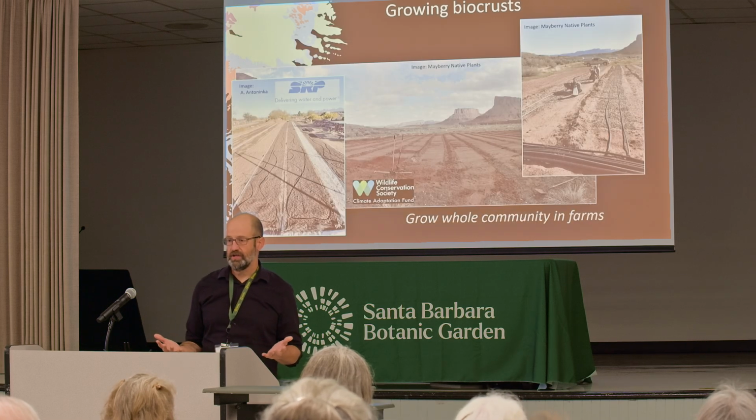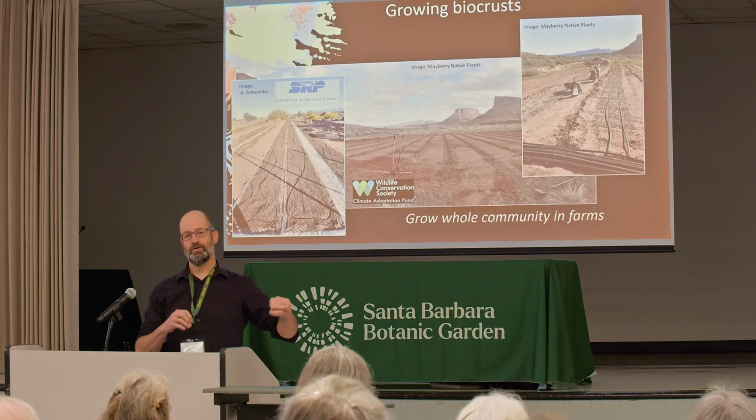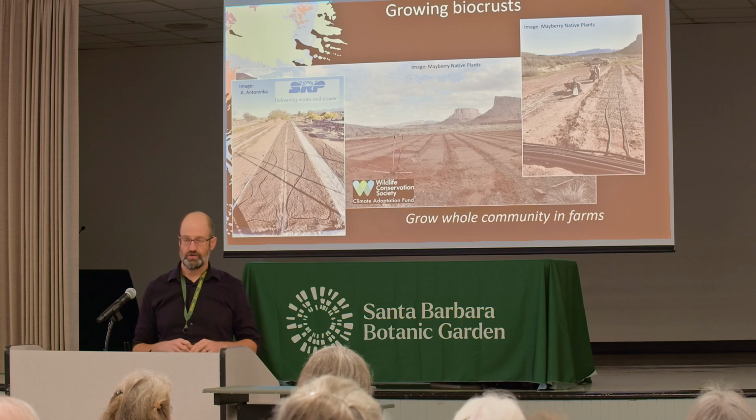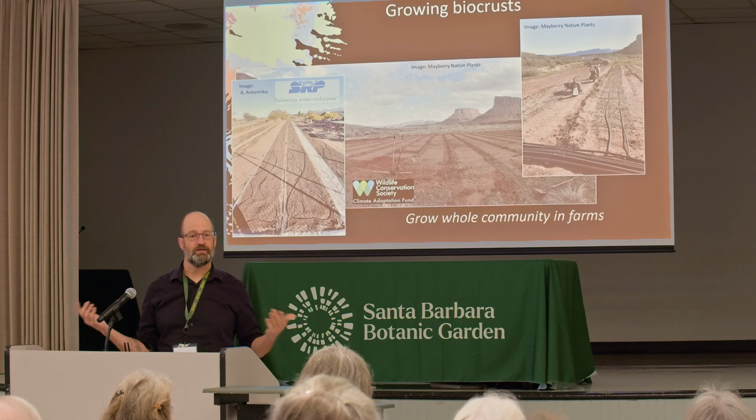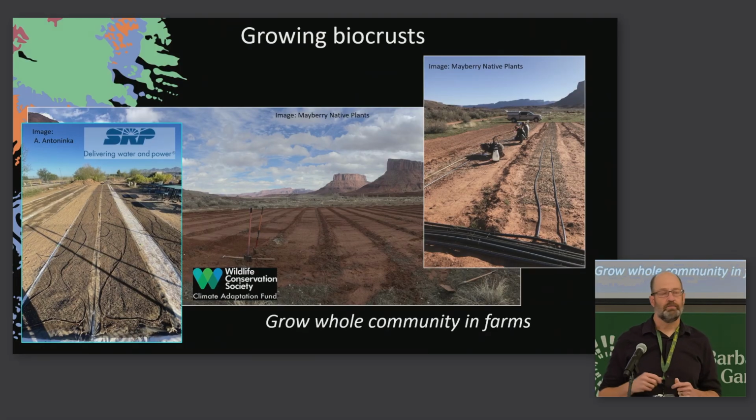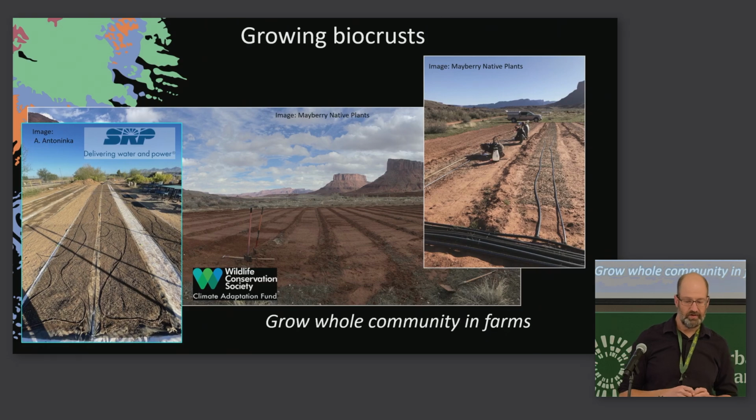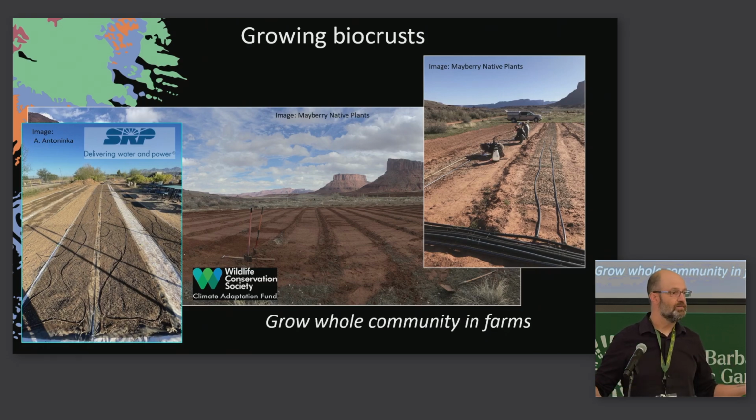Another approach, instead of taking the community apart and growing organisms one by one, you can just try to grow the whole community, basically in a farm. And you need to get a little bit of material from natural biocrusts, and you can set up irrigated beds and grow out biocrusts, and it actually works quite well. And you get a lot of community members that way.